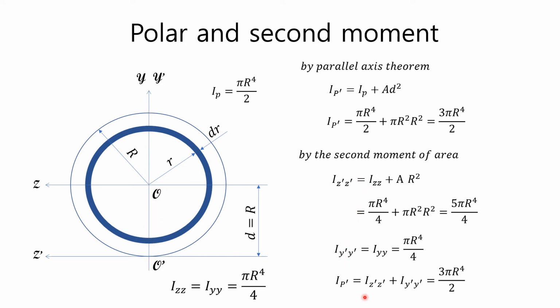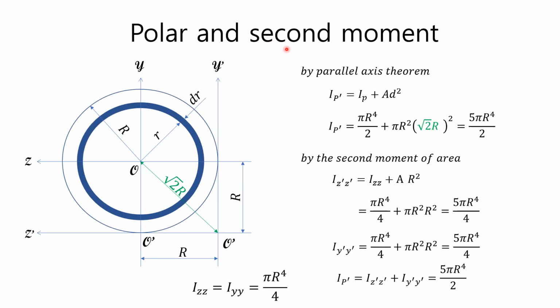Polar moment is the sum of Iz prime and Iy prime. Therefore, the final result is 3 pi r to the 4 over 2. This is the same result as by the parallel axis theorem.